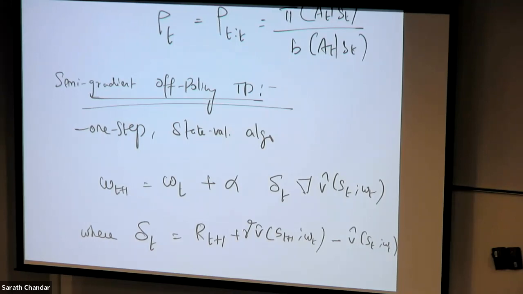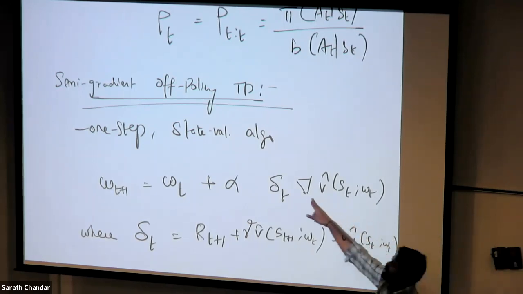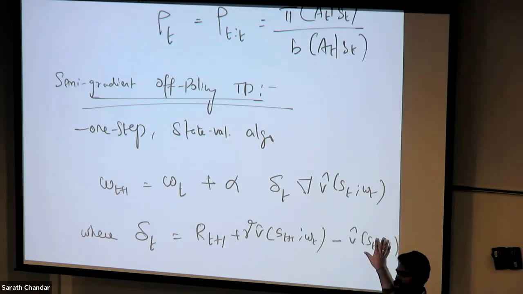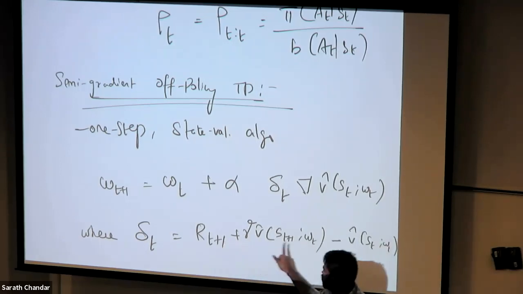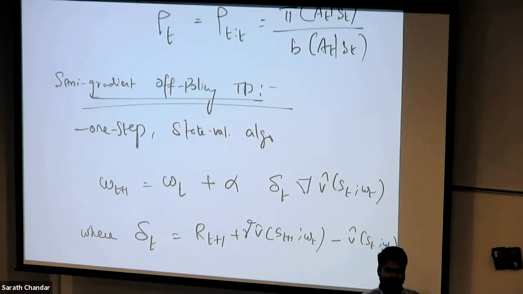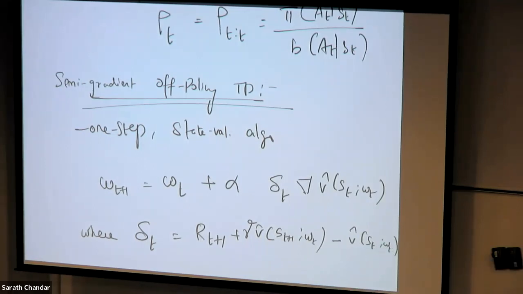Because you're not taking the gamma V into account when you are taking the gradient. Yeah, so when I'm computing the gradient here, I'm computing the gradient only with respect to this part. However, my target is also a function of w_t, right? So if we take the gradient with respect to that, then there are going to be some issues. So to avoid that, we just take the gradient with respect to the one part, treating the target as a constant.